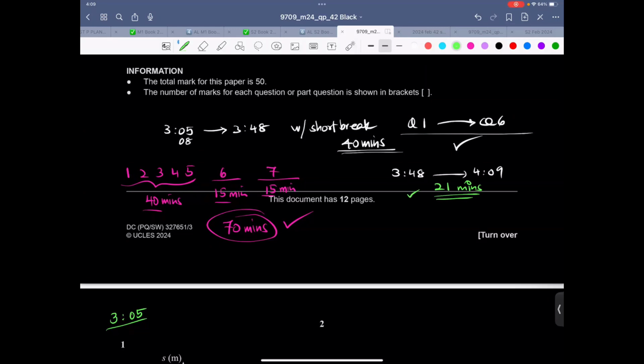The last question is always like the distinction material, the A-star material question, and you have to be very vigilant on how to solve it.